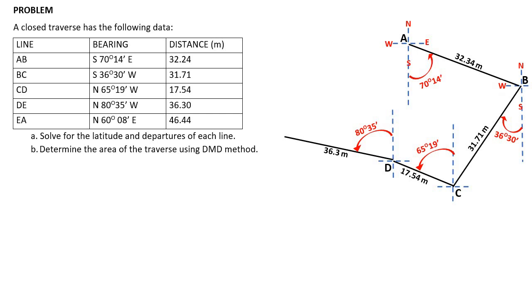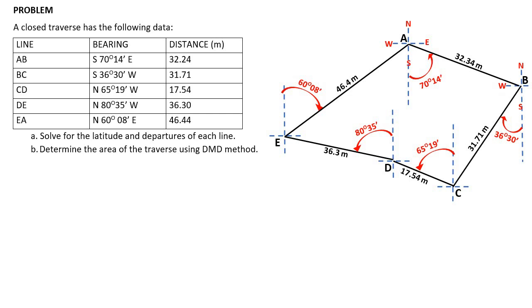Okay, so for our last line, we have line EA. It has a bearing of north 60 degrees 8 minutes east. So reference natin is north and we're going to the east, and the length is 46.44. Okay. So this is a closed traverse, so therefore kailangan i-graph natin yung EA. From point E, dapat it will reach point A. So let us put the north, east, west, south, and then the angle of 60 degrees 8 minutes, so that's from north. So ayan, figure of our closed traverse.